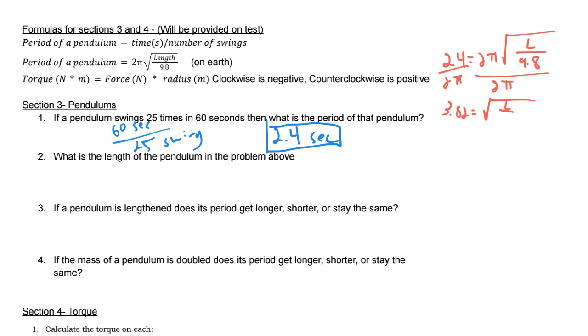All right, to get rid of the square root, we've got to square both sides. And we get 14.6 equals L divided by 9.8, and then we've got to multiply both sides by 9.8.